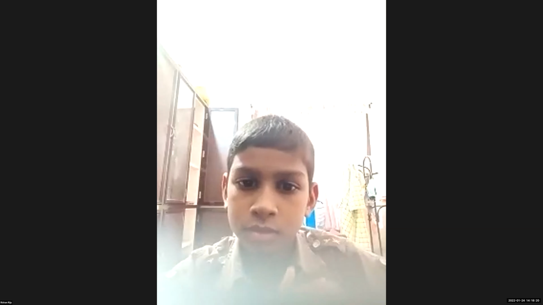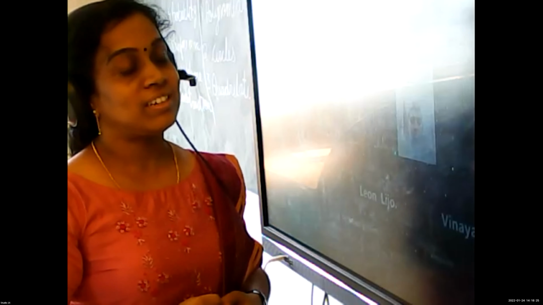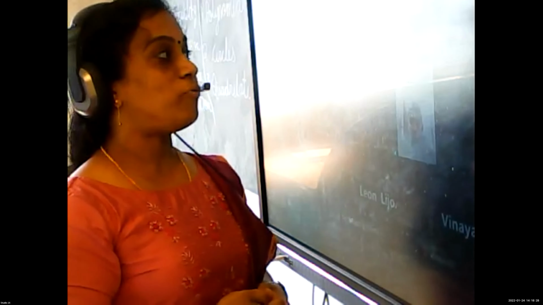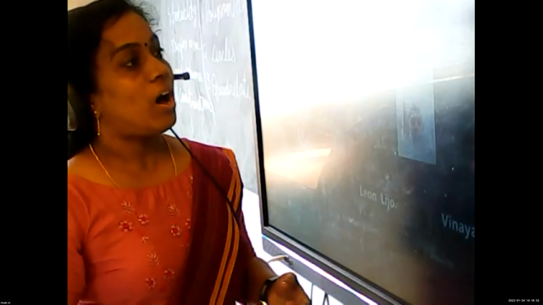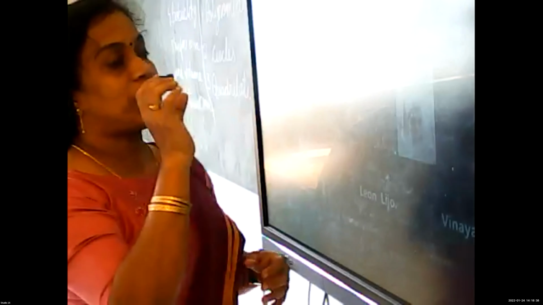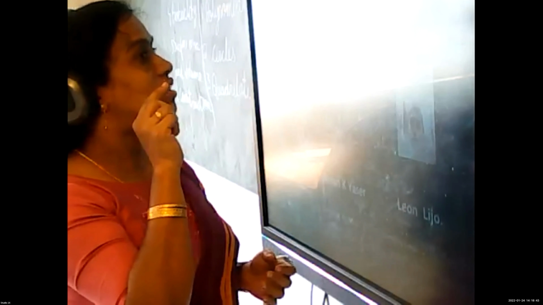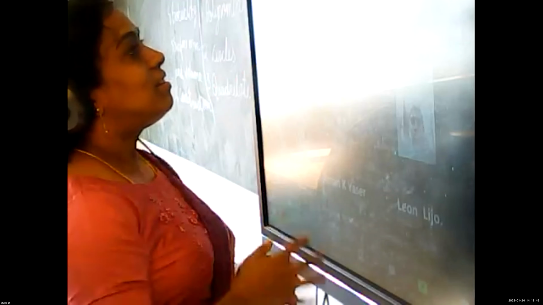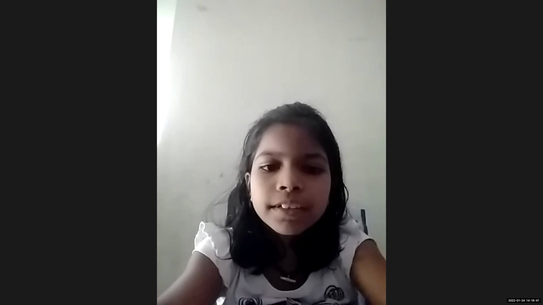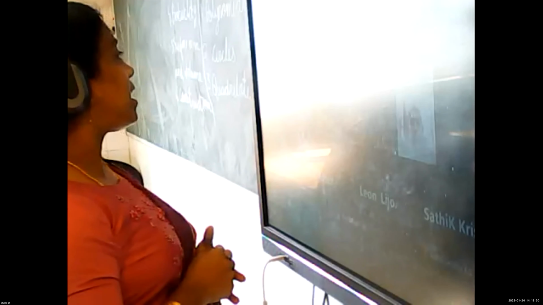So what is meant by air pollution? The presence of harmful substances in the air is called air pollution. Sometimes the question will come: the presence of harmful substances in the air is called dash. What is the answer? Air pollution. Yes, air pollution. So what is meant by air pollution? The presence of harmful substances in the air.